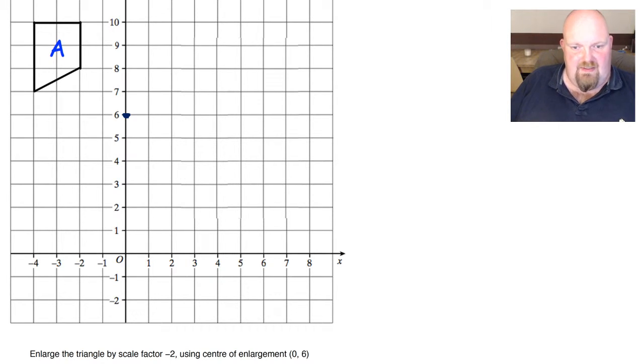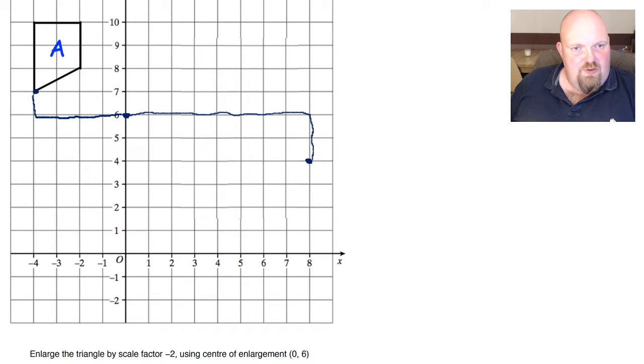There we go. Okay. What I then need to do is work out the distance from the centre to each point. So with this one, I go 1, 2, 3, 4, and then 1 up. So -2 means I'm going to go in the opposite direction and twice as far. So I'm going to go 1, 2, 3, 4, 5, 6, 7, 8, and then I'm going to go down 2. So my first point is going to be there, and that of course relates to this one.